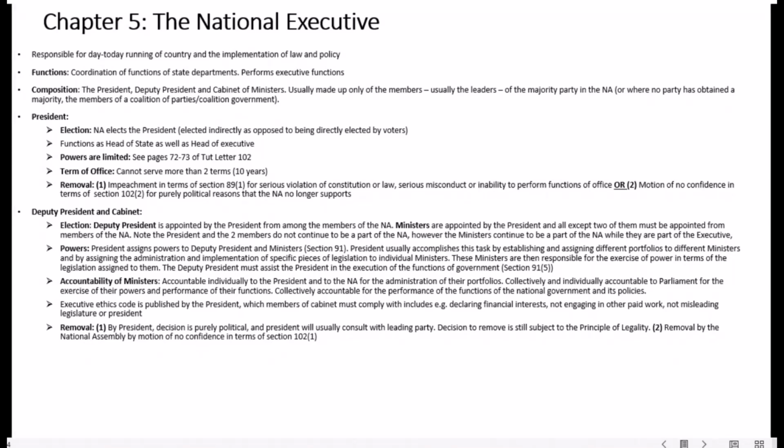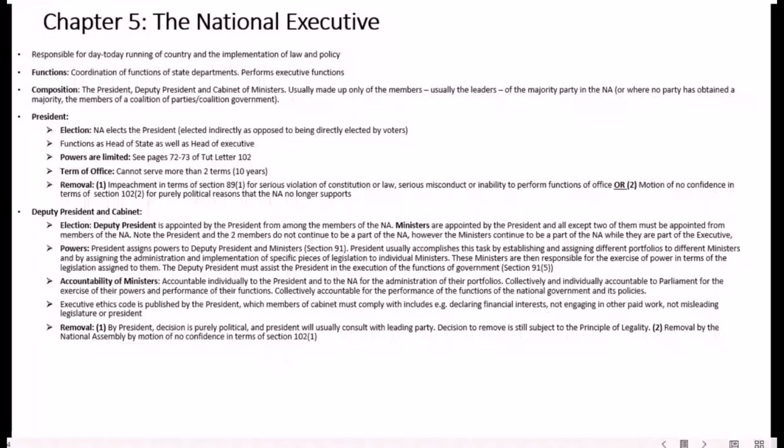And then the second way is a motion of no confidence. And this is in terms of section 102, subsection 2. And this can be for purely political reasons. So, for example, the National Assembly just doesn't support the president anymore. Then the president can actually be removed by a motion of no confidence. So it doesn't necessarily have to be wrongdoing on the part of the president, but if they just feel like he's not suitable anymore, then they can remove him by a motion of no confidence.